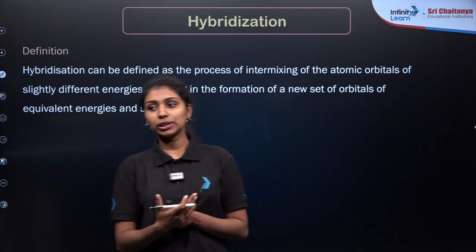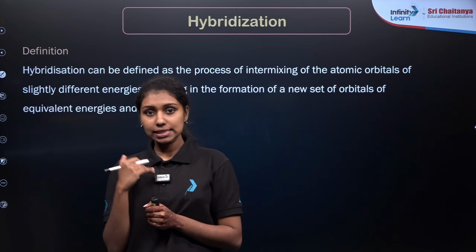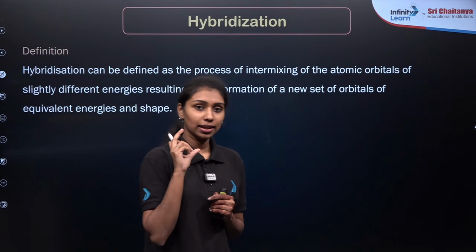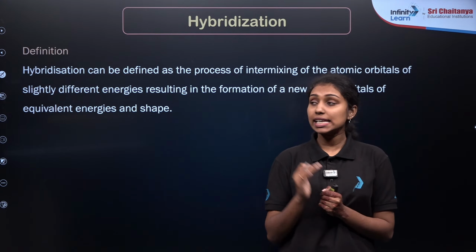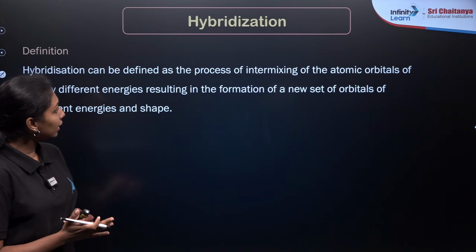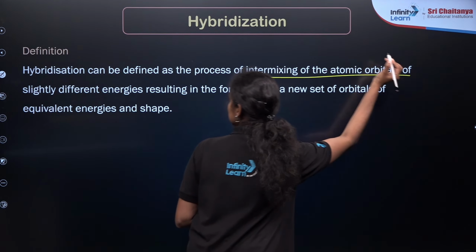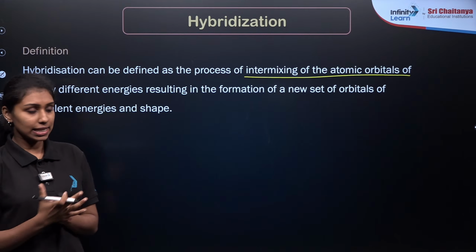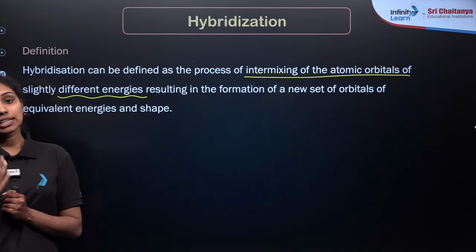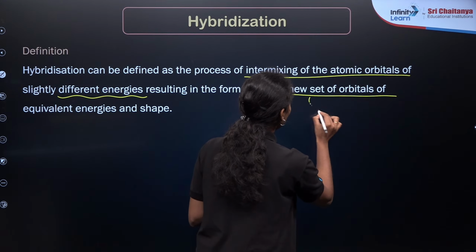So in the case of valence bond theory, we have already seen the overlapping of orbitals, right? In contrast to the valence bond theory, we are given another concept, hybridization, which is the intermixing of orbitals. So we can define the hybridization process as the intermixing of atomic orbitals of slightly different energies. They should have almost similar or slightly different energies, resulting in the formation of a new set of orbitals known as the hybrid orbitals.